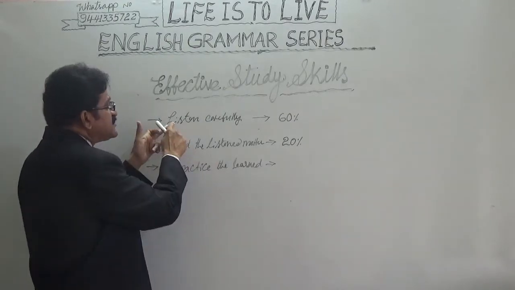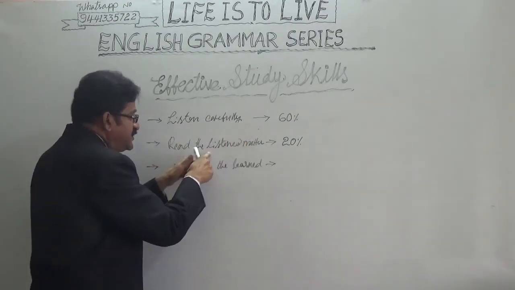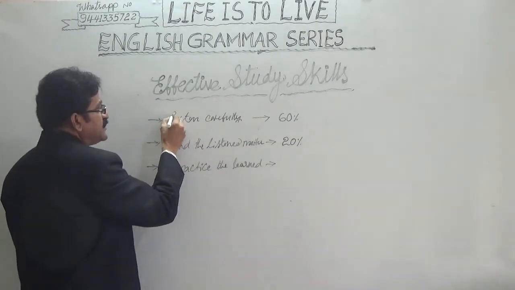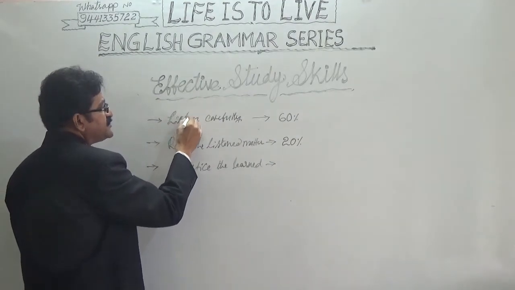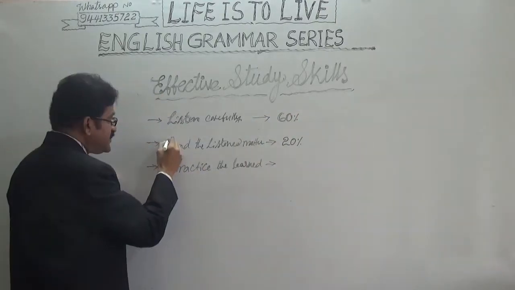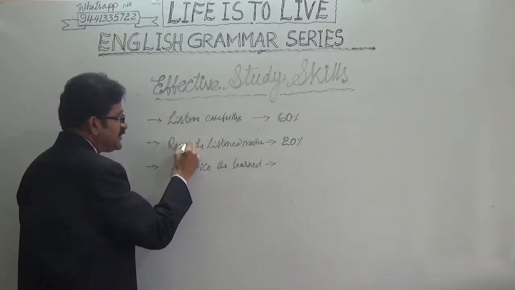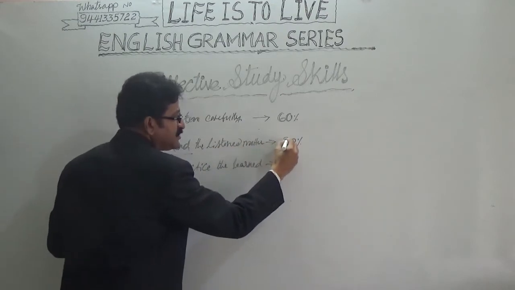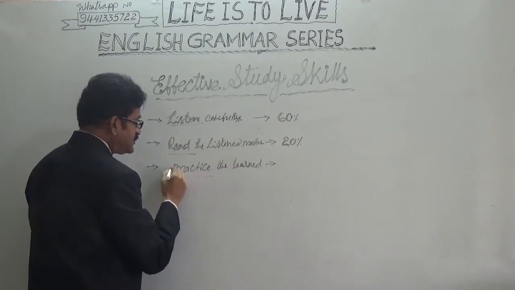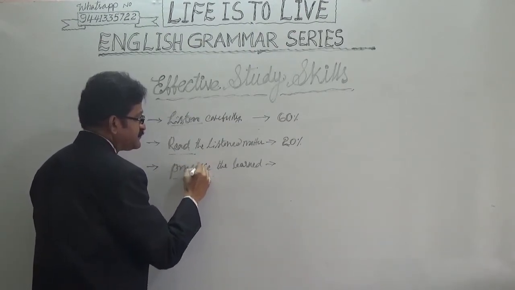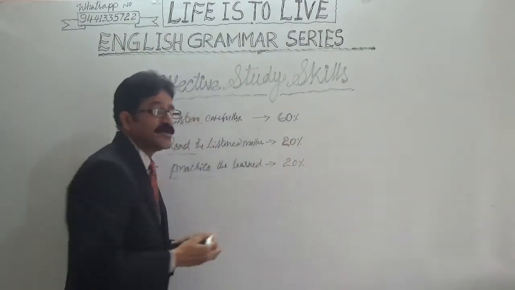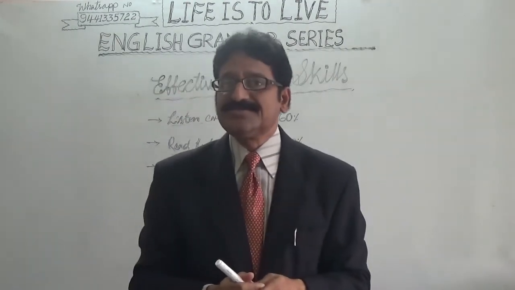See, for example: listen, read, practice. Actually, these are additions I added. See, listen. That is the first attempt, 60%. Read the same thing that you listened to. This is another 20%. This is the first attempt, second attempt. In the third attempt, practice. See here, another 20%.